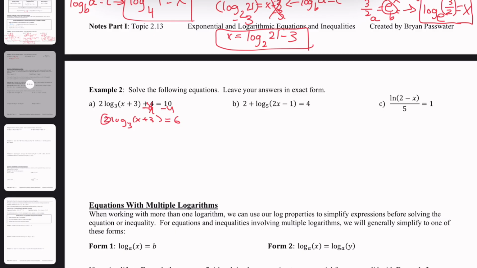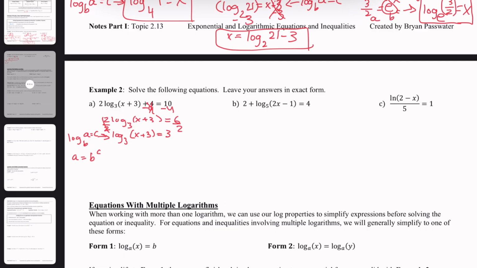I know you're thinking that we can move this up here, but it's a lot simpler if we just divide. So we're just going to do that. That will give us 3. And now this is the entire log, log B of A is equal to C, and now we want to change it to exponential, so we can eventually solve for X.